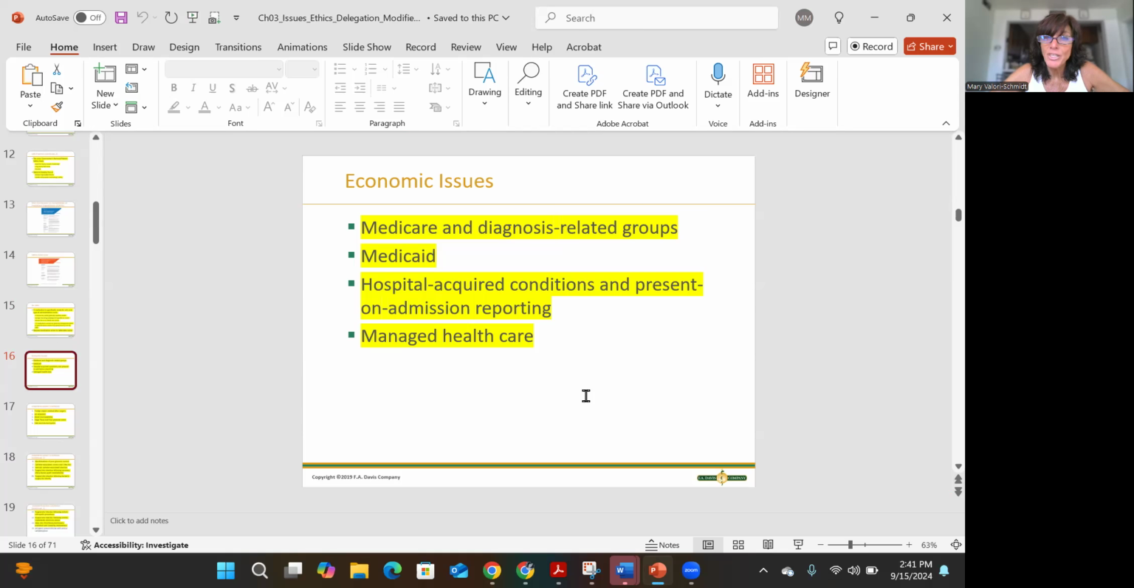Hospital acquired conditions present on admission. It's important that if you're admitting a patient and they already have a decubitus ulcer, it needs to be well documented. So this way it doesn't look like they developed it while they were staying at your facility.